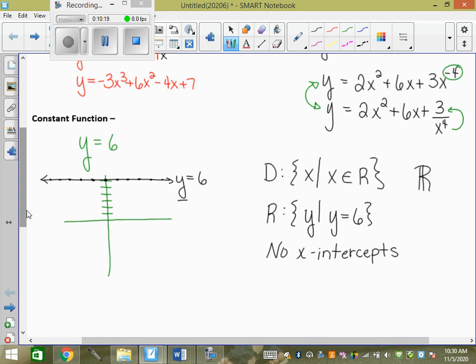0, because that's the actual x-axis, correct? So for every constant function except y equals 0, I have an infinite number of x-intercepts.